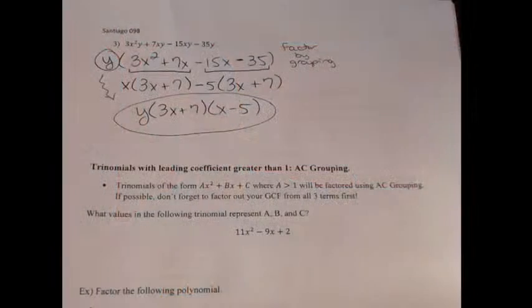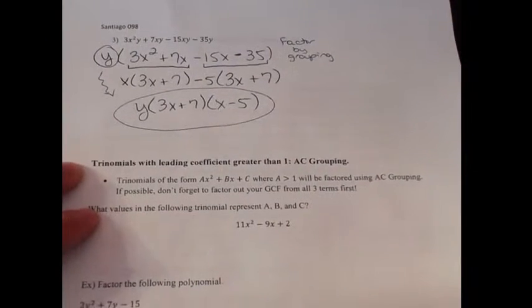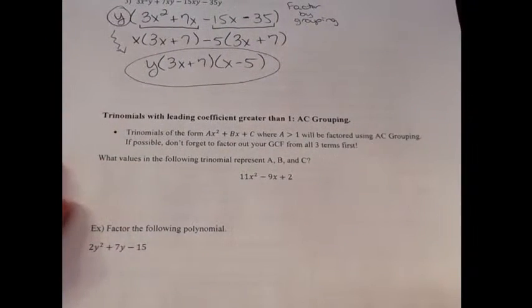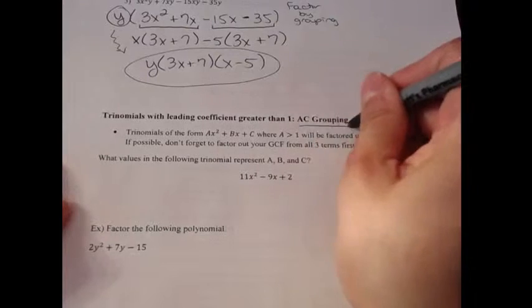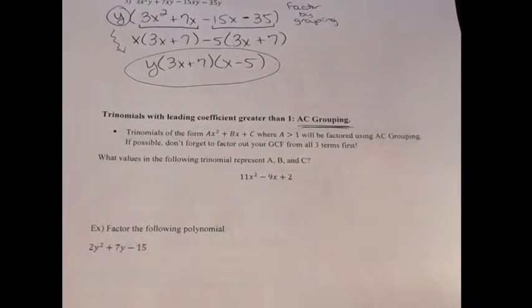Let's take a look at the next technique. If you have a trinomial whose leading coefficient is greater than 1, then you are going to use the AC grouping method. Trinomials of the form ax squared plus bx plus c, where a, our leading coefficient, is bigger than 1, will be factored using AC grouping.